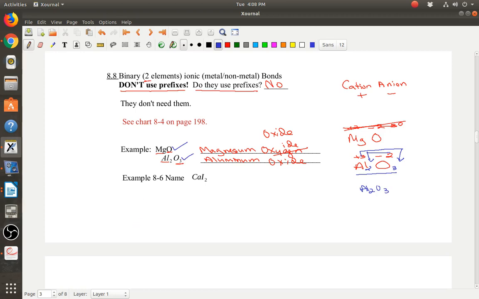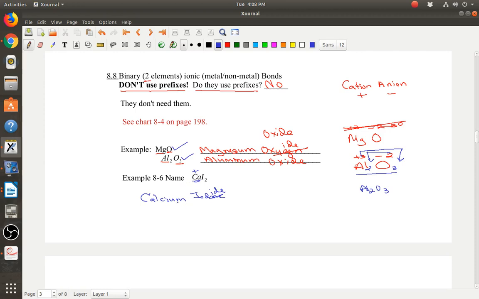All right, now we're going to name calcium with the iodine. The name of this one is calcium, because all we do is write the first element's name for the first one, and that's always the cation. And the anion is iodine, but iodine becomes iodide. So calcium iodide.